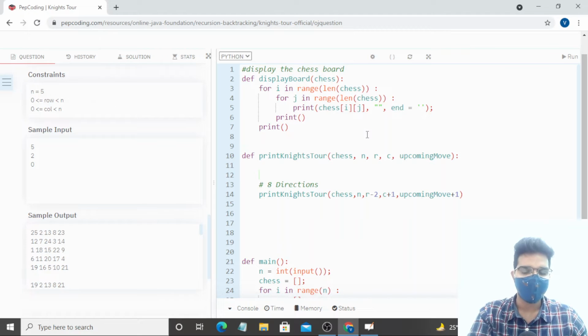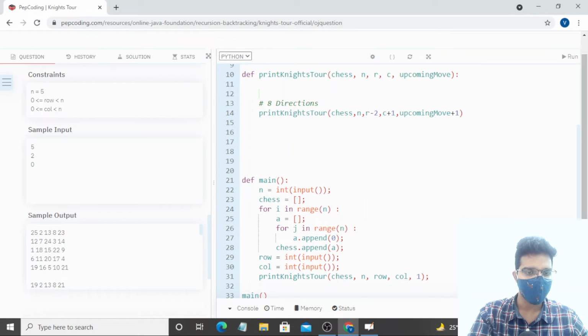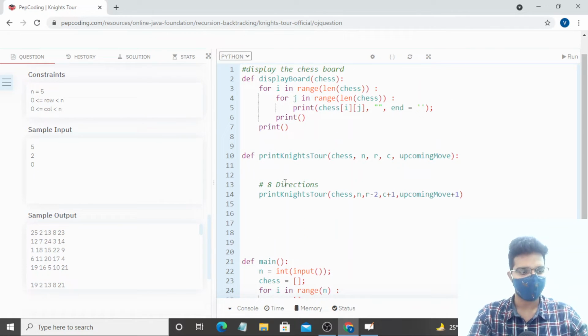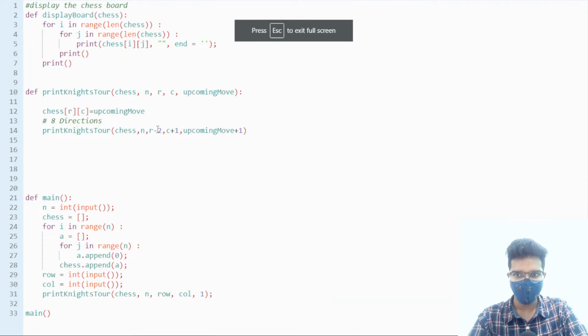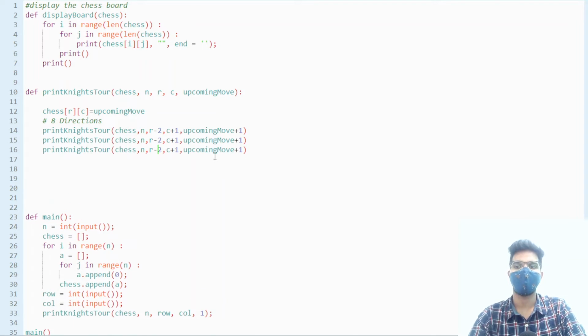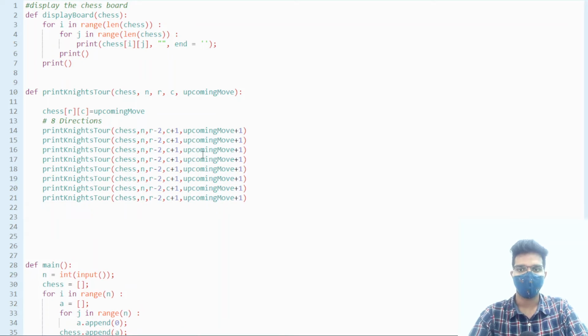In the row and column that is provided to us, we placed 1 in the main function. As you can see, upcoming move is initially 1. So the first step is that in our chess at row and column, we are going to place our upcoming move. That's perfectly right. Now let's complete talking about our 8 directions. Here we took care of 1 direction. What else? Second direction, third, fourth, fifth, sixth, seventh, eighth. Total 8 directions.